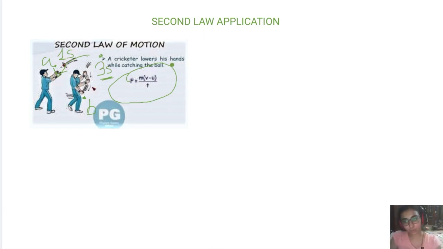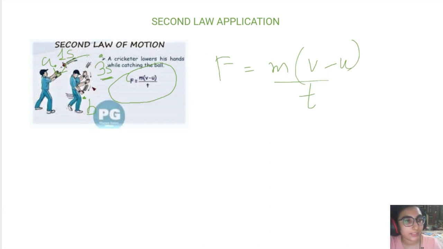Like why is he lowering his hand while catching the ball? Because as you can see, he's increasing the time of impact. Now why is he doing that? F equals m into (v minus u) by t, right? Now let's see what happens if this t, okay, here we are basically increasing this t. From 1 second it has now become 3 seconds.